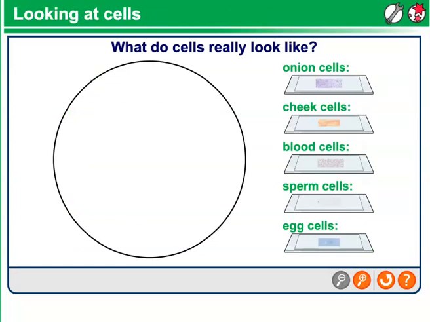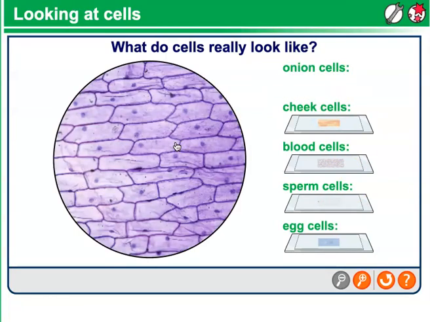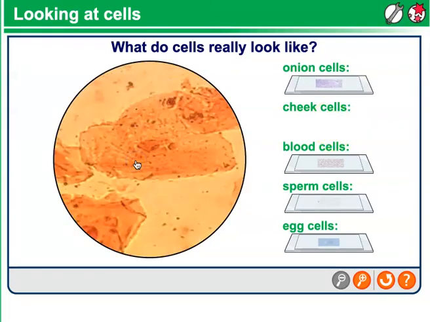So what do some of these cells really look like under the microscope? If we're observing an onion cell, we would see something like this. The outside rigid structure would be the cell wall, and then the darkened color in the middle would be the nucleus. What about cheek cells? Cheek cells look slightly different. There's not the boxy shape. There is a nucleus that we can see pretty distinctly. The outside of this cell would be the membrane.